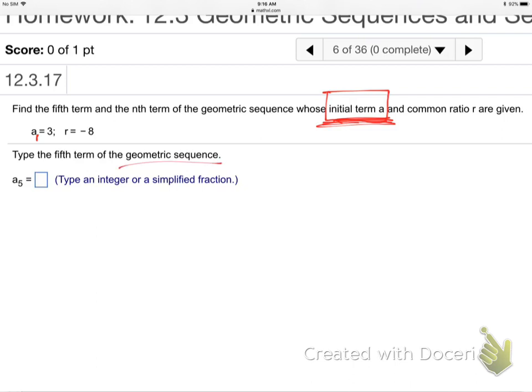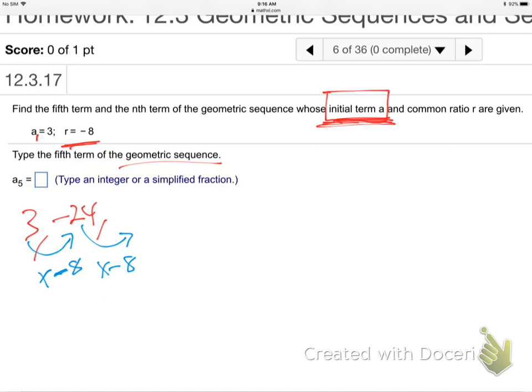So what they want me to do now is crank out some terms in this geometric sequence. So let's start with 3, because that's the first term, right? And then how do I find the second term? What am I going to do with that R? Multiply, huh? Yeah, because the ratio is what you times by. So you go times negative 8. So 3 times negative 8 is negative 24. And then the next one, times negative 8 again.